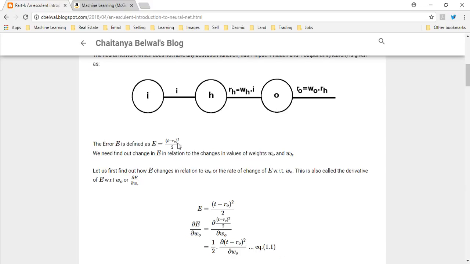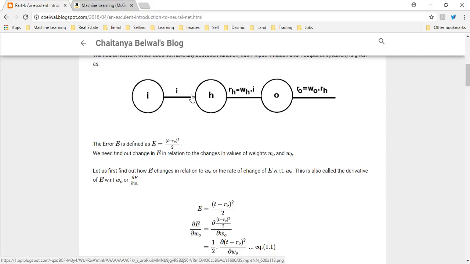Now this error is a very important equation because that error is backpropagated to each layer. In this case we have only one layer, the hidden layer, where it's backpropagated to. But in a deep learning network you can have multiple layers, so the error is backpropagated to each hidden layer. Essentially what you're trying to derive is a change in the weight of each layer so that the error can be minimized. So what we're trying to find is E in relation to the change of weights WO and WH.